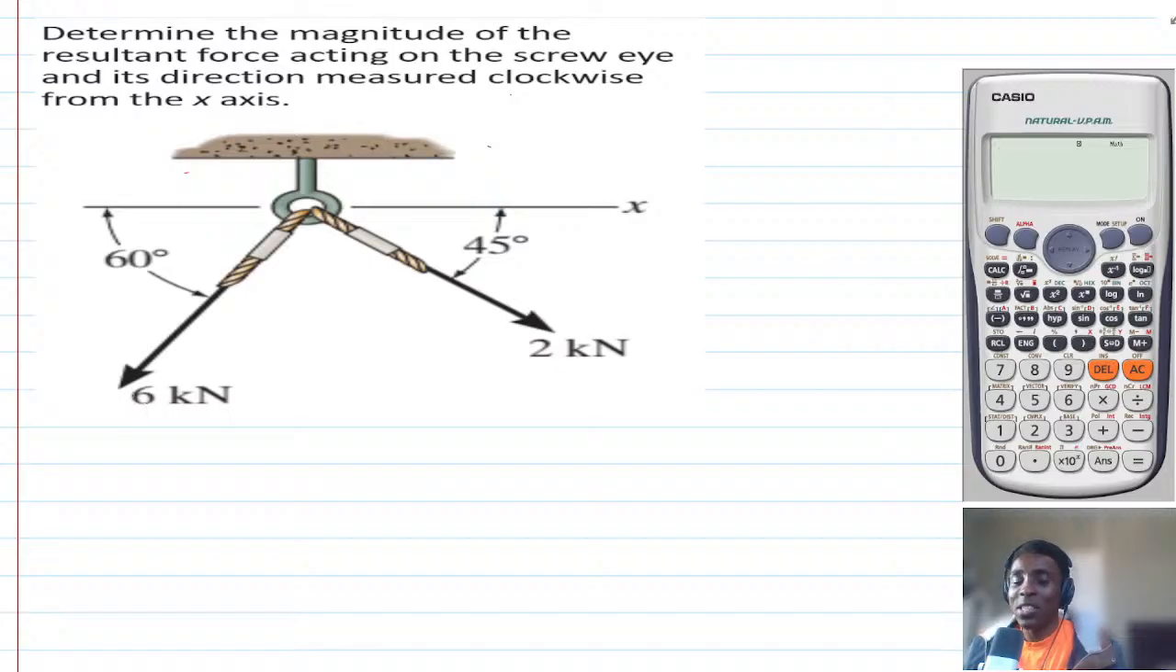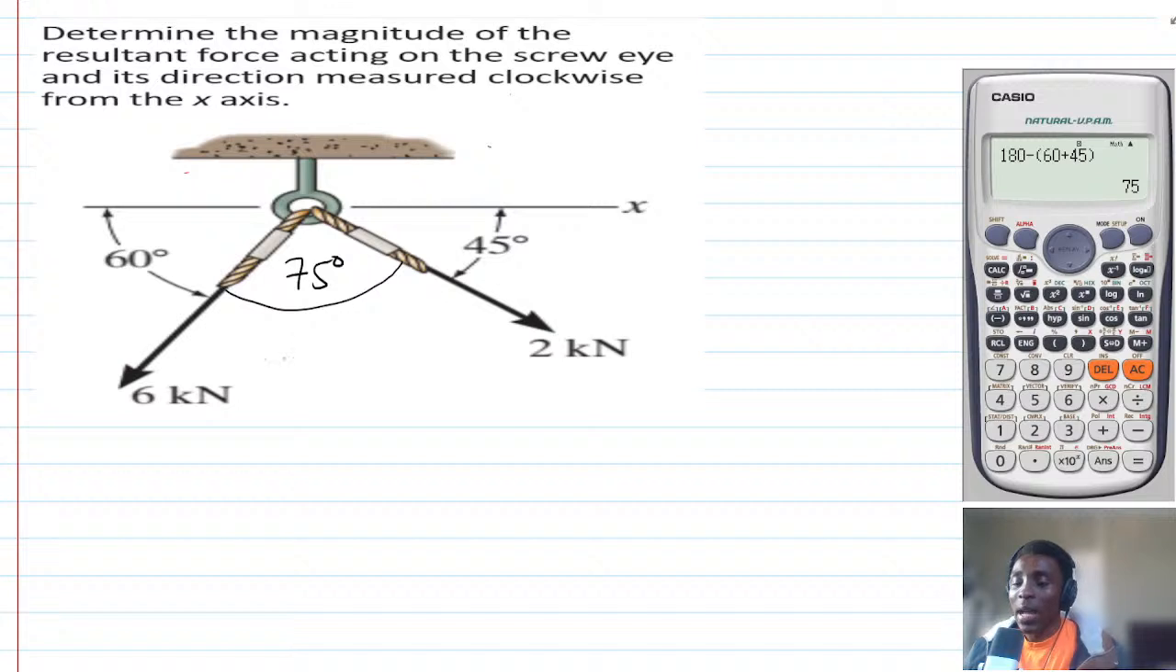First of all, let's find the angle here. Here is 60 and here is 45. So think about angles on a straight line: 60 plus 45, and if you subtract from 180, that gives us 75. It means that this angle here must be 75 degrees.